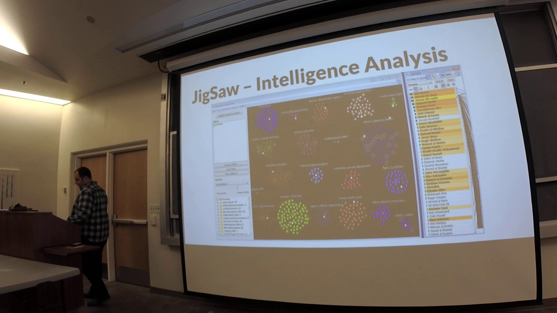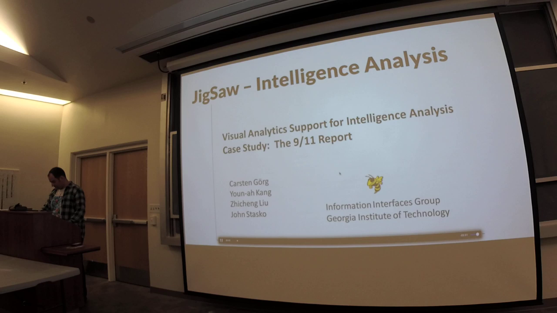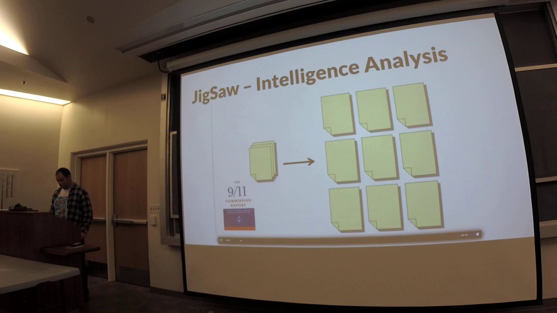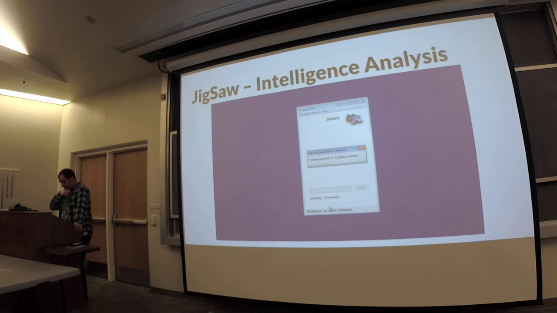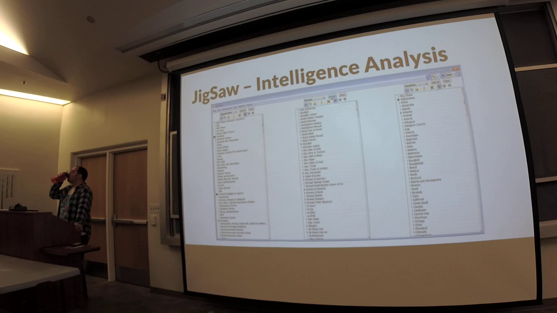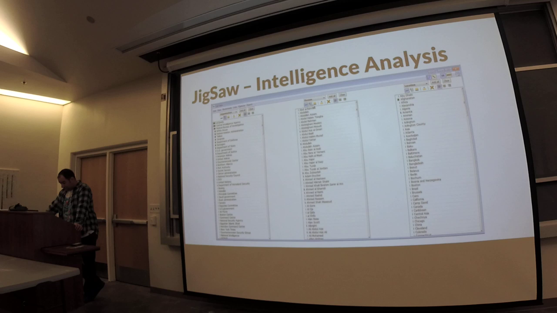This scenario presents an exploration of the 9/11 commission report using the Jigsaw visual analytics system. Here, we treat each page of the report as a separate document in a collection. Entity identification first determines the people, places, and organizations mentioned throughout the collection. An analyst can explore lists of these entities by type. Sorting each entity list by frequency shows the most common entities of each type.